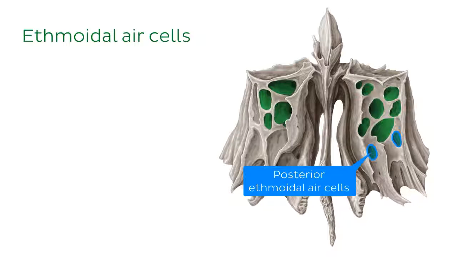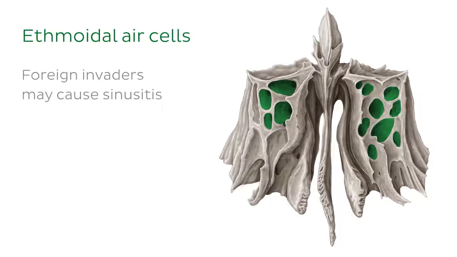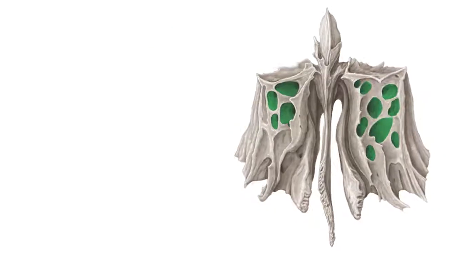The ethmoidal air cells receive innervation from the branches of the ophthalmic and maxillary nerves. If foreign invaders such as a virus or a bacteria enter the air cells, a patient may develop sinusitis, more commonly called a sinus infection. If you ever had a sinus infection, you probably know that the blockage of mucus in a paranasal sinus causes a really bad headache.